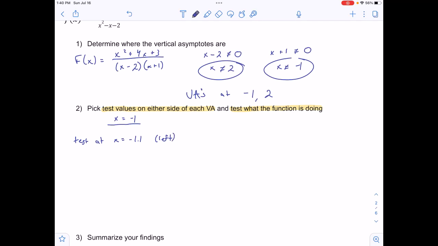I'm going to substitute this into the function. F of -1.1 divided by, and I'm going to use the factored form in my denominator because it's a little bit easier. Okay, I'm not going to show all of my work here. I'm just going to type this into my calculator.